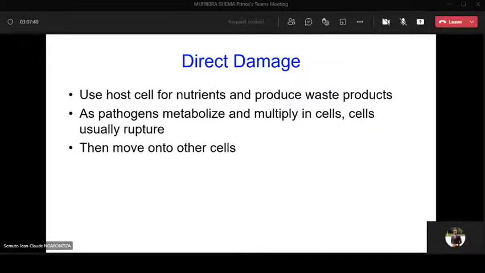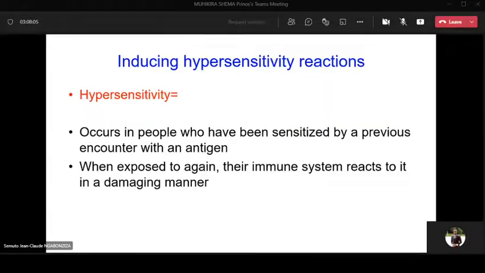So they can cause direct damage by waste product from the pathogen. And by damaging the host cell, then this also have an influence on immunopathology, inducing immunopathology or hypersensitivity reaction. So with people who know already the same antigen, they can produce an overwhelming immune reaction, which will definitely damage the inner or the self structures, the cell, the tissue of the host.